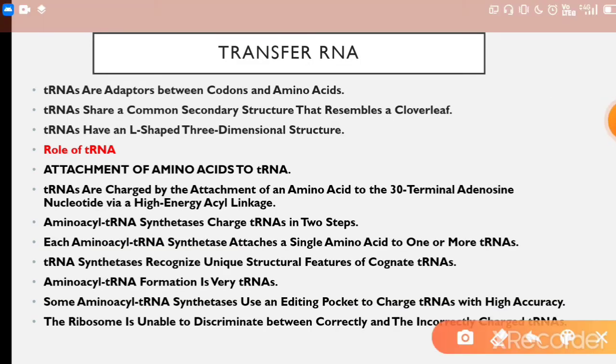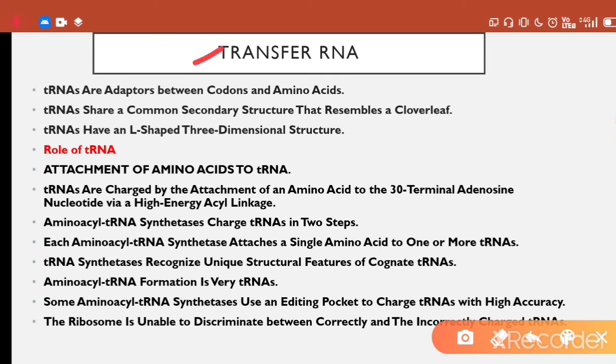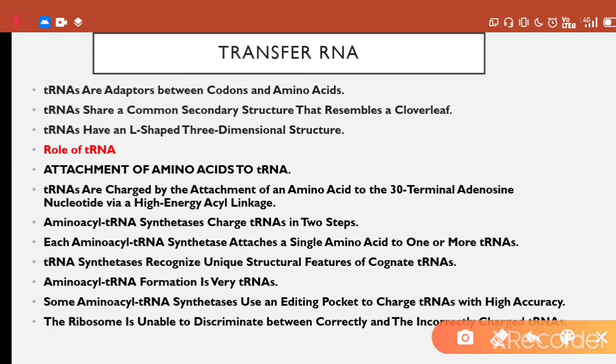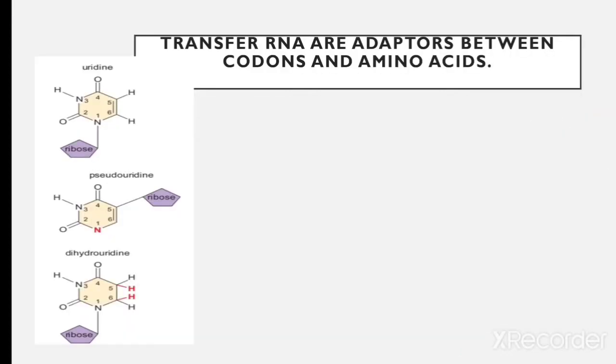Come to another RNA, that is transfer RNA. In this topic I will discuss the structure of tRNA and the role of tRNA. So let's discuss our first point, that is transfer RNAs are adapters between codons and amino acids. Transfer RNAs are adaptor molecules. As we know, transfer RNA binds a codon or multiple codons and transfers amino acids to the ribosomal subunit during the translation process.